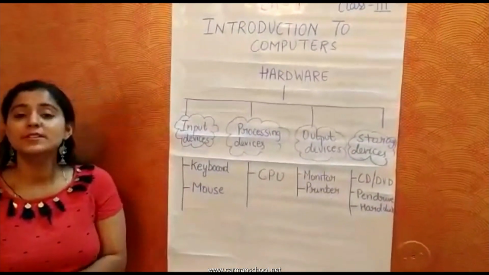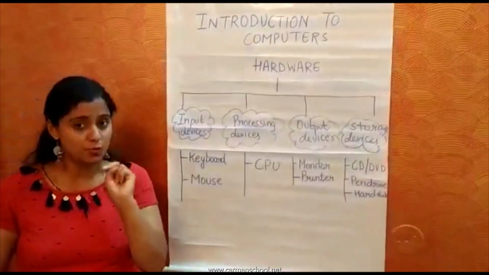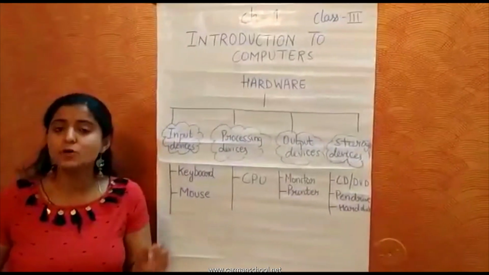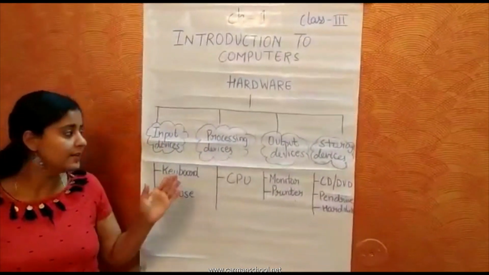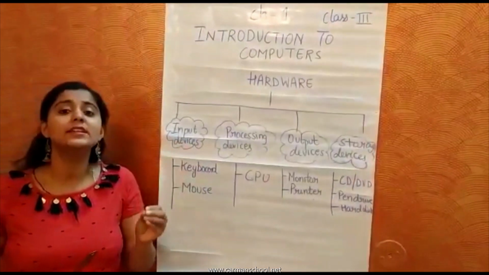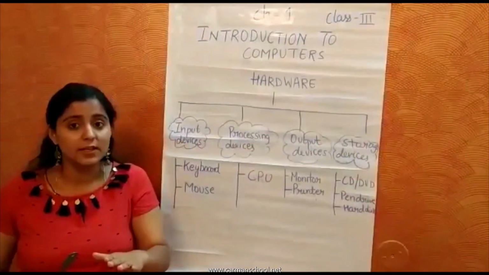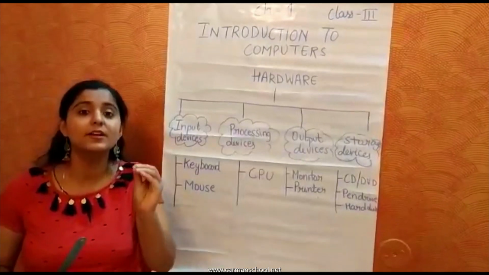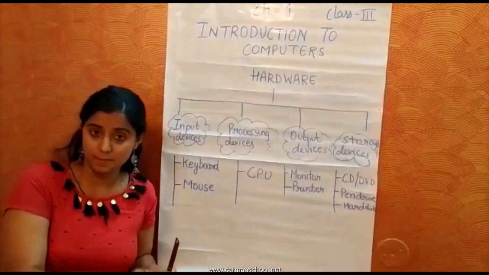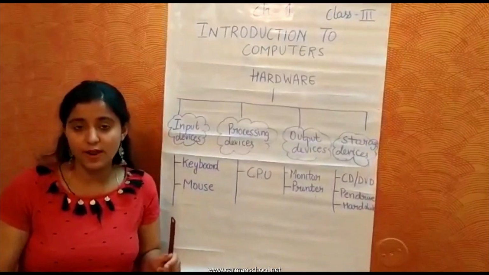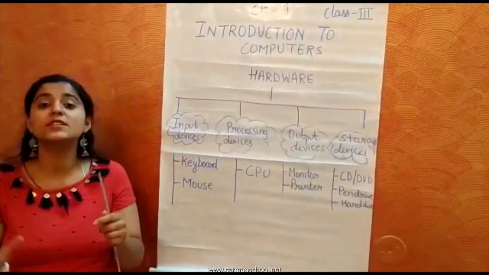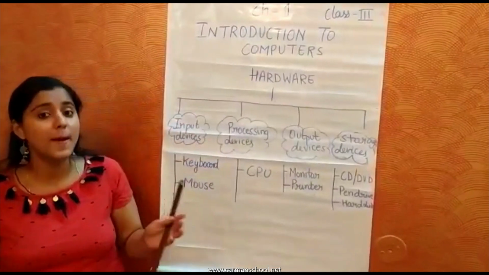Now children, your computer is divided into two parts, that is hardware and software. Today we will be discussing only hardware and its various devices. Hardware is anything you can touch or feel. Like you can touch your keyboard, you can touch your mouse, right? But you cannot touch the icons inside the computer. You just select them with the help of your mouse.